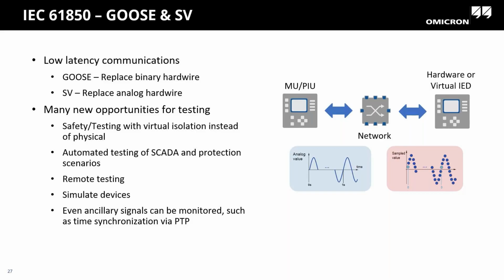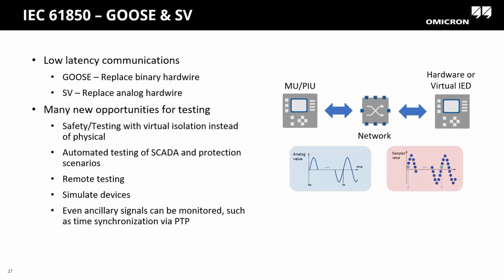One of the big ones is that it can be a lot safer, because now if you want to isolate a device for testing, you don't actually need to isolate it from potential. You just need to logically isolate it on the network. And we'll take a look at what that actually looks like. But then also for automated testing for SCADA, you can actually see all of your protection signals right along with your normal control signals that you would have been able to test.